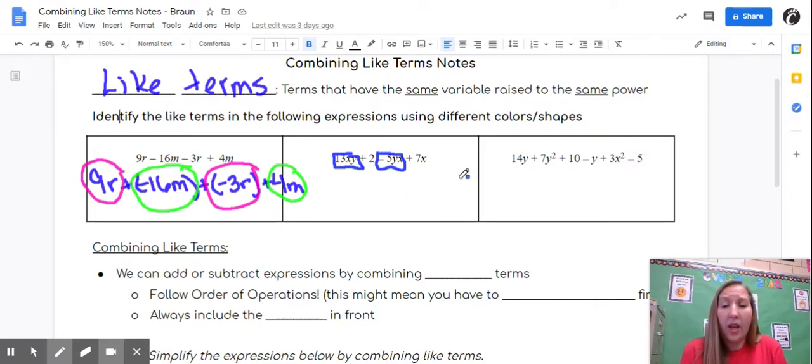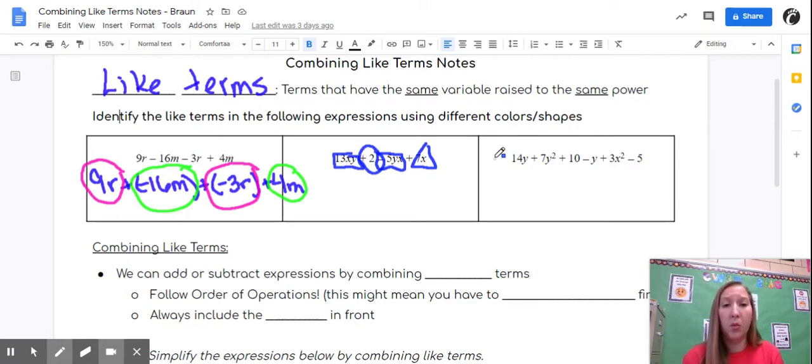Now, I also have a plus 2. This is just a number by itself. Remember, we call that a constant from last year, constantly alone. The number is by itself. I don't have any other constants in my expression. So this one, I'm going to circle this, is by itself. And then over here I have 7x. I cannot combine that with any other terms. I'm going to put a triangle around it. So as you can see, we can do different colors, we can do different shapes just to show our like terms. So let's take a look at this last one.